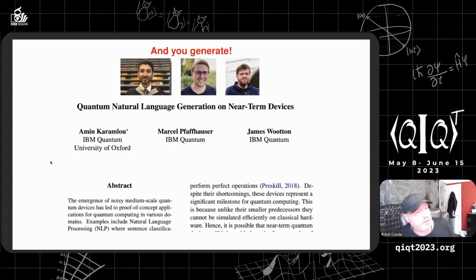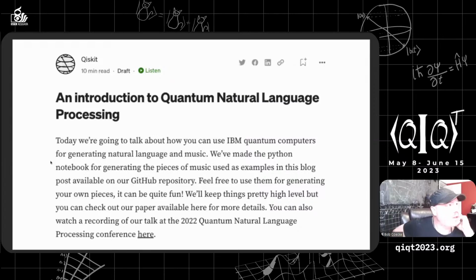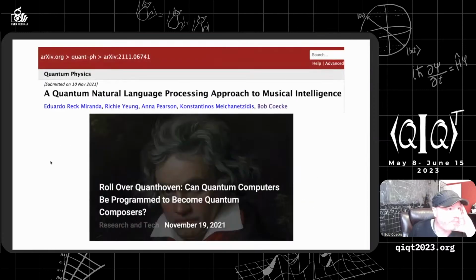So that's another IBM team who has been using our stuff to do generation. They actually wrote a really nice blog post, an introduction to quantum natural language processing, and it's probably the best place to first read about all the things I've been talking about in a not too complex way, not at the level of papers, but a little bit more informal, in a very well-written blog post. So that's a good place to read this one.